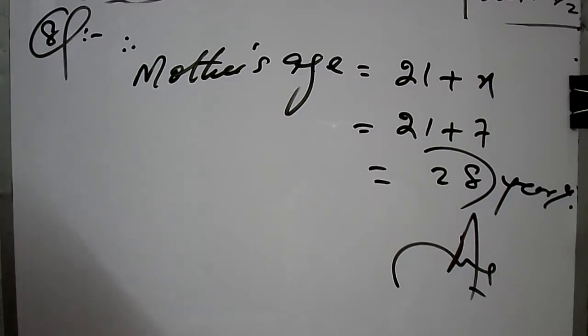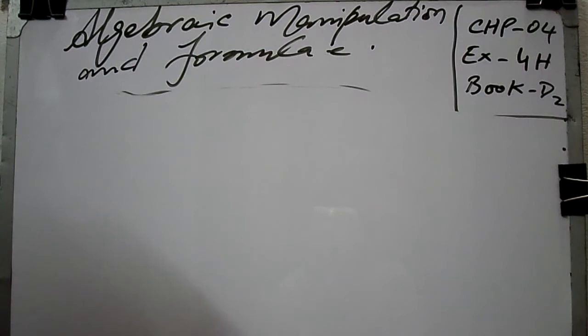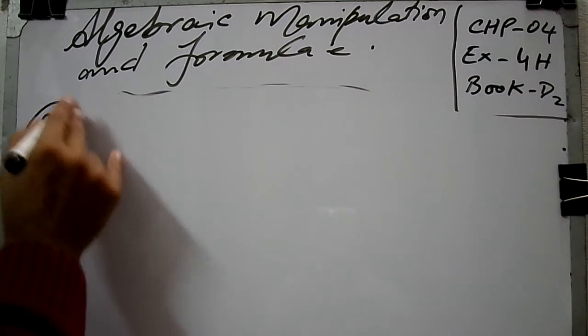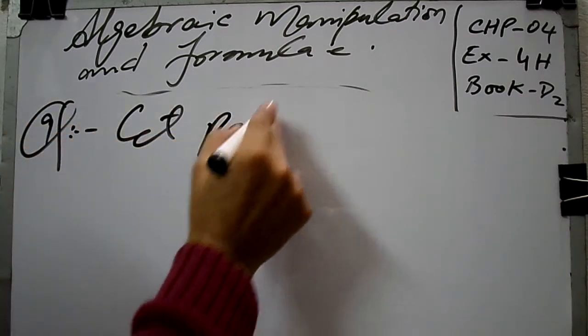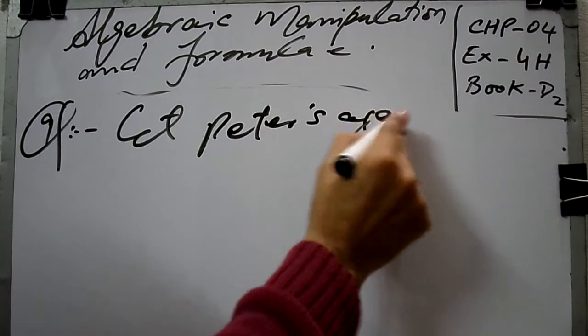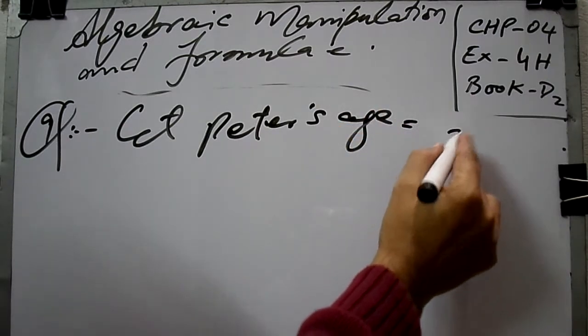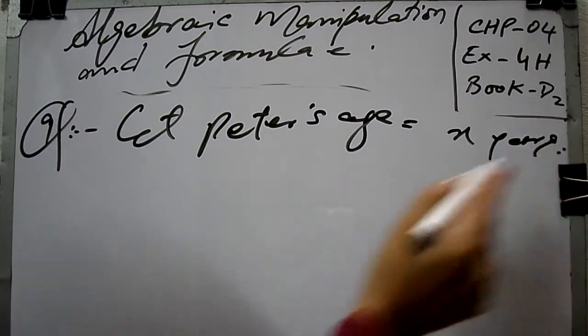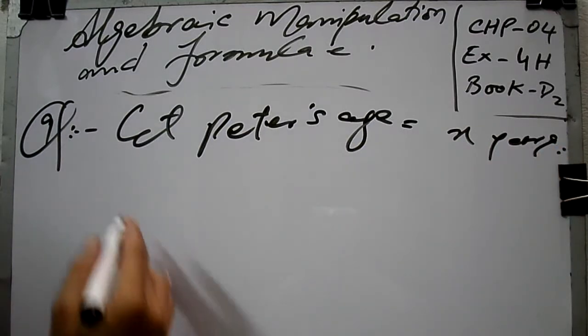Now coming to question number 9. Mary's age is 2/3 of Peter's. 2 years ago, Mary's age was 1/2 of what Peter's age will be in 5 years time. How old is Peter now? Suppose let Peter's age be equal to x years.